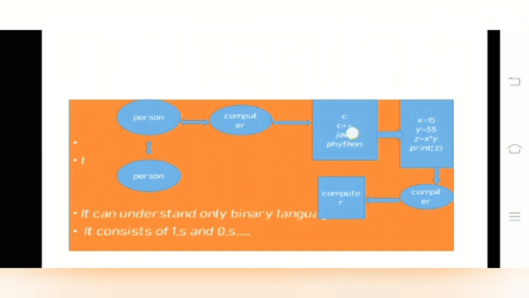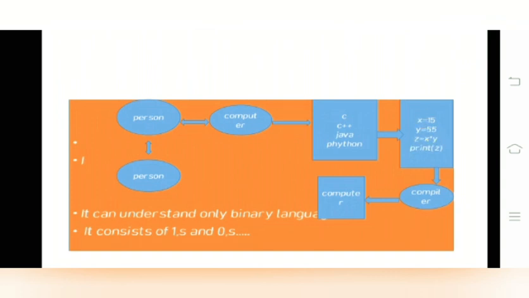For example, here is the source code. x is equal to 15 and y is equal to 55. z is equal to x into y. Print z. This is the source code. The source code is ready now. But if you directly give this command to the computer, it will be rejected. The computer won't understand this source code.